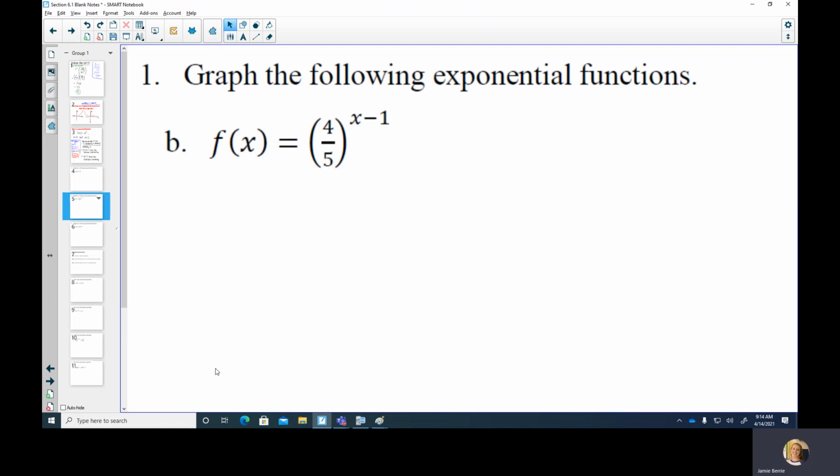There's our next one. You can see this one's a little bit more complicated. We've got a fraction as our value for a. A is sometimes called the base. And then we're also subtracting 1 from x up in that exponent. You can think of this in terms of those transformations we learned. Remember, if you're subtracting 1 from x, then that's going to shift it to the right 1 unit. And we're expecting this to be decreasing because our value of a is a fraction between 0 and 1.